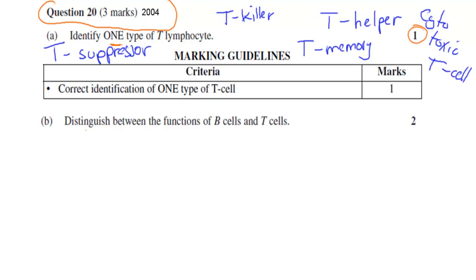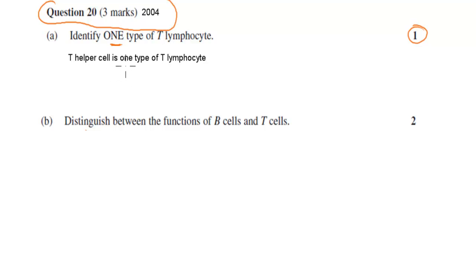In this case, the marking guideline says correct identification of one type of T cell gets 1 mark. So you could have mentioned any of these: the T suppressor, T inducer, T killer, T memory, T helper, or cytotoxic T cell. Any of these would have got you your 1 mark. Identify just means name it. So what I did is I wrote T helper cell is one type of T lymphocyte, and that will get you your mark. The next part was distinguish between the functions of B and T cells.